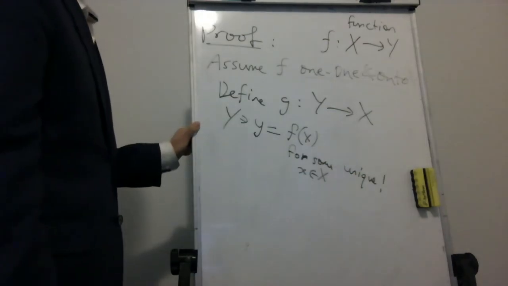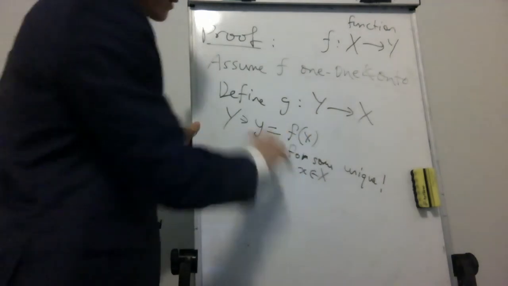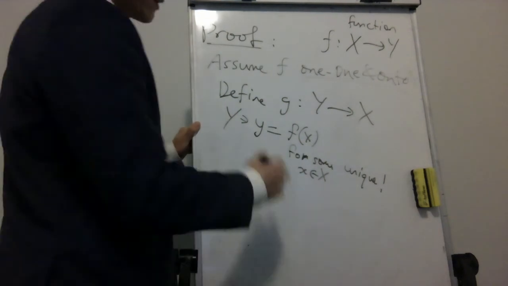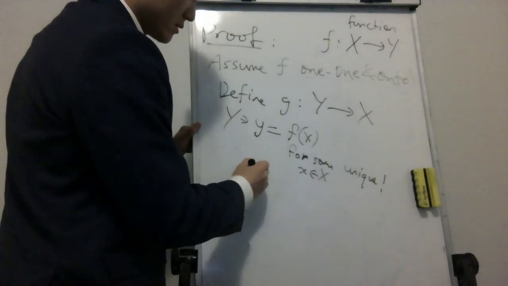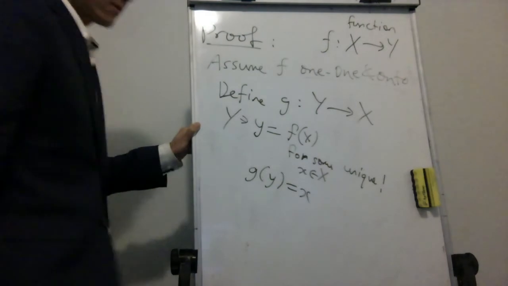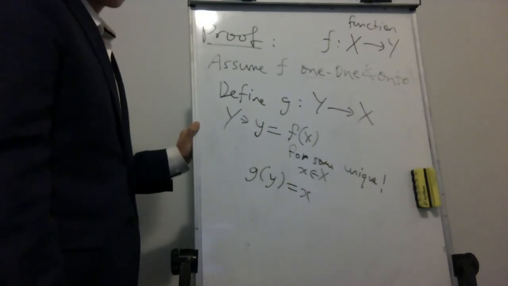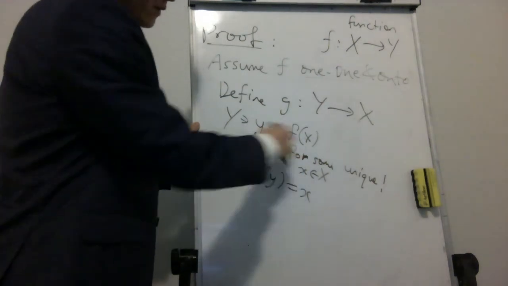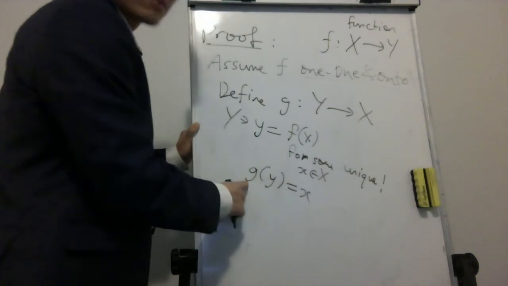Okay. So there's no other x for which f of x equals y. There's only one x. Okay. So therefore, the way we define the function g, we can define g of y to equal x. Okay. So there's only one x for which f of x equals y, and there's that one x for every y. So we can define that to be the output of y under g.